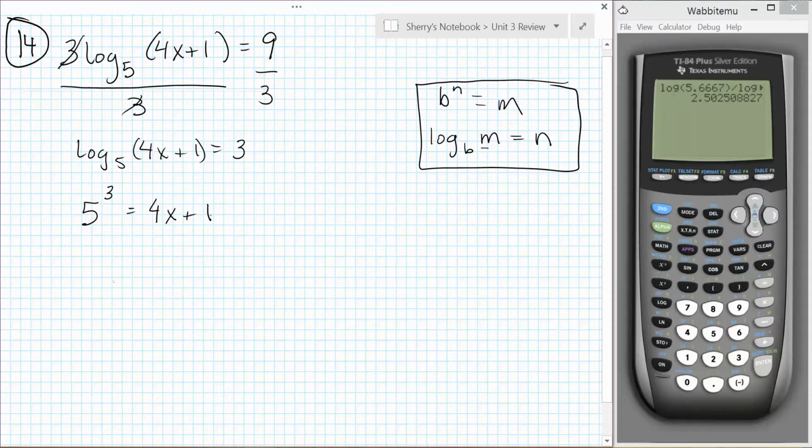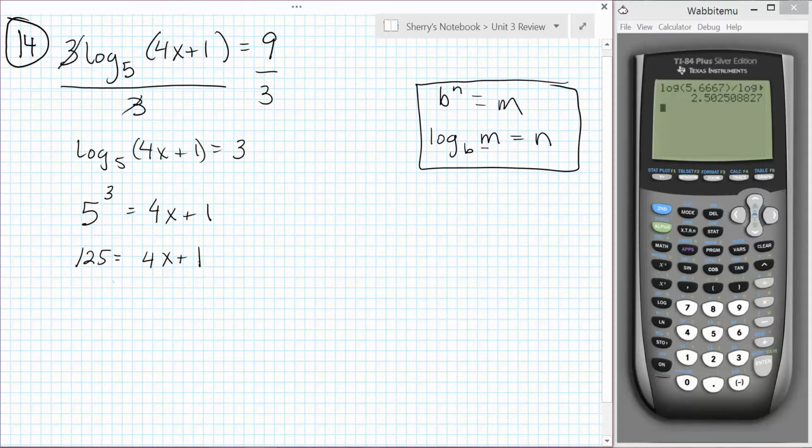I still want to get the x by itself, and so I'm going to have to do a little bit of work there, but notice on this side I have 5 to the 3rd power. 5 times 5 times 5 is 125, and so I can simplify that a little bit just so it looks a little bit nicer to solve.